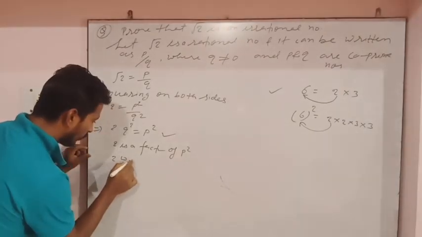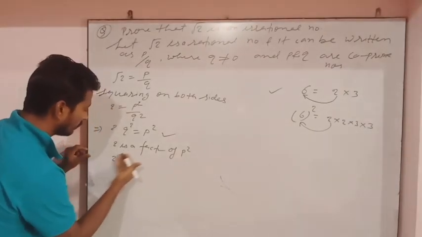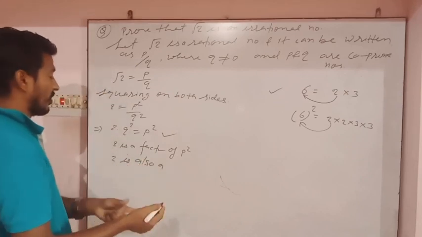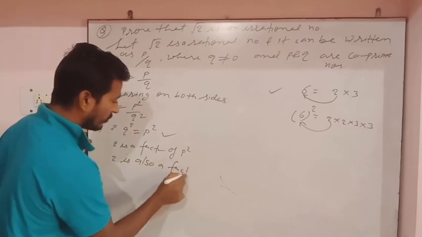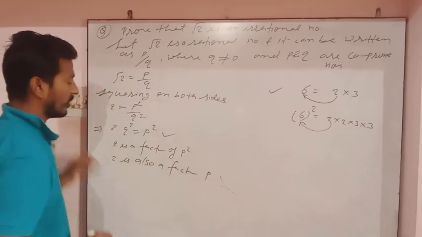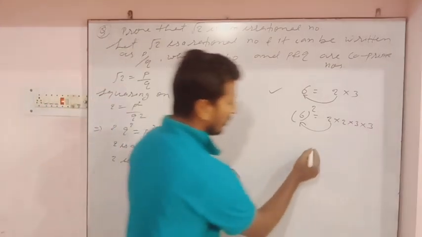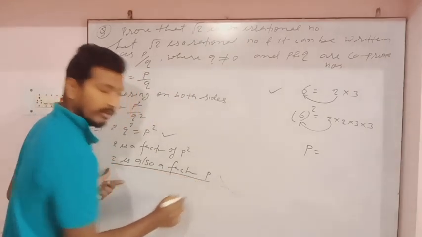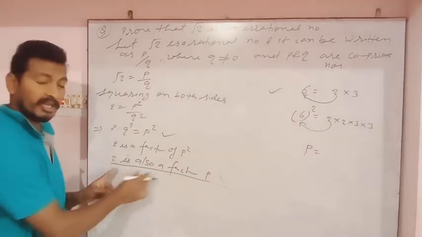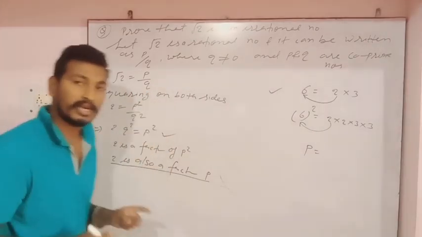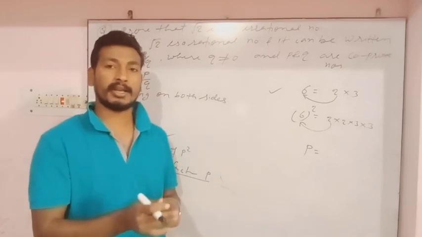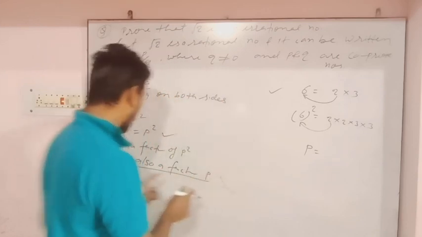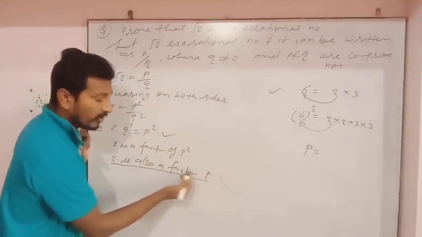So 2 is also a factor of p. Therefore, 2 is also a factor of p. Now, if 2 is a factor of p, just watch carefully. This is a very important concept for this question. Students used to learn this problem by heart and write it in the exam as it is. So you should not learn it by heart. You have to understand this. What I said is that 2 is a factor of p.